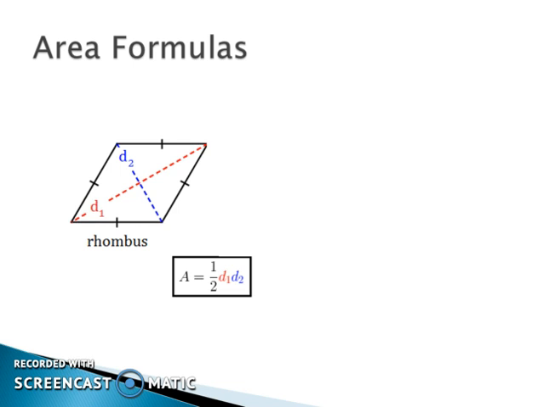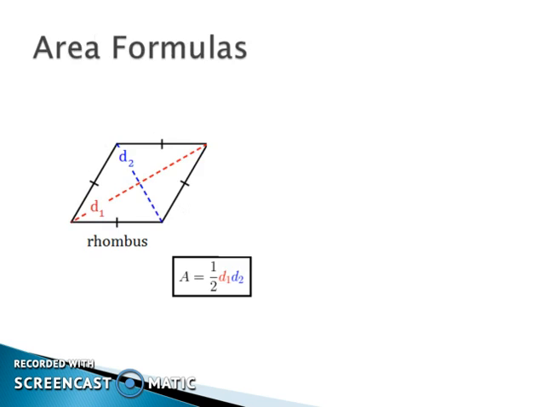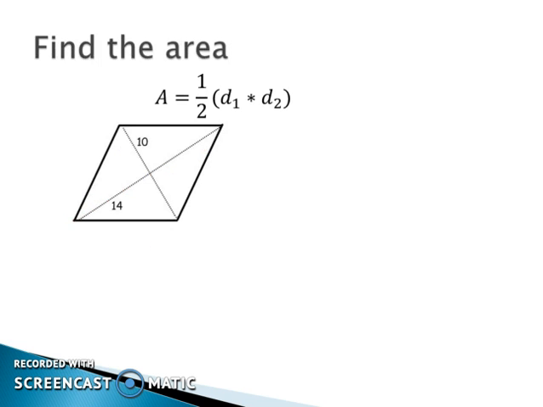Our next formula we need to know is the rhombus formula. It's 1/2 the diagonals multiplied by each other. So 1/2 diagonal 1 times diagonal 2. Unless it specifically tells us, we're going to assume that these lengths that we're given are the diagonals. Because it doesn't tell us if it's the half or the whole, and looking at our formula, D1 was the whole length, not just a portion of it. So here the formula is 1/2 D1 times D2. Our diagonals are 10 and 14. We multiply those, take half, and we get 70.